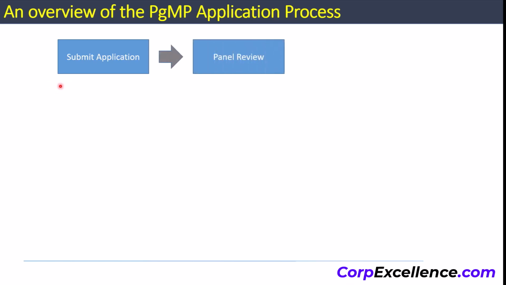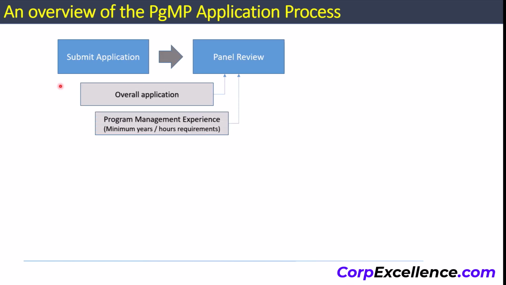The application is then reviewed by PMI and goes through what's called a panel review. The panel review process goes over 3 items. They first ensure that your application is complete and has included all requested information. Next, they ensure that you have the requisite experience in terms of number of years and hours managing large programs. In this context, it's important that you understand the definition of the program, as it's different than projects.